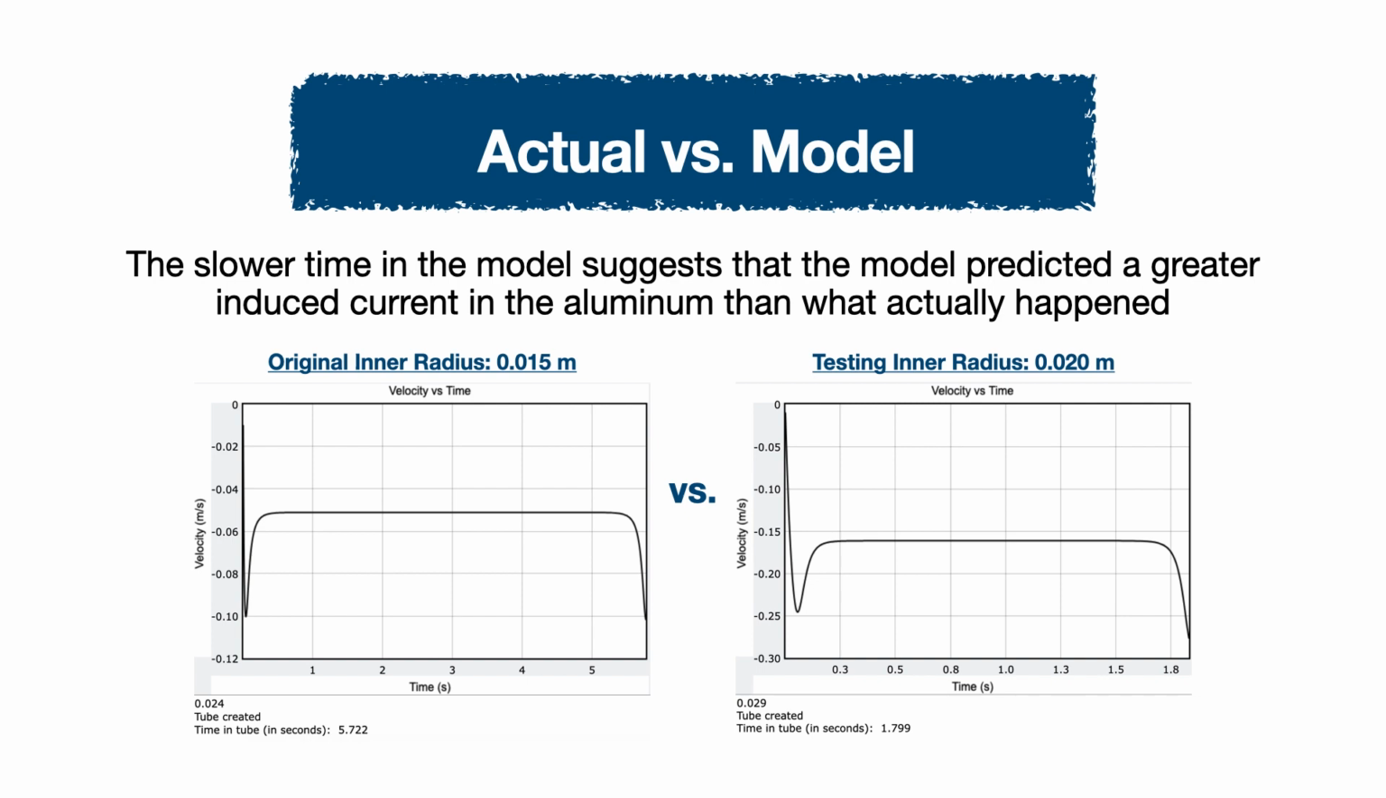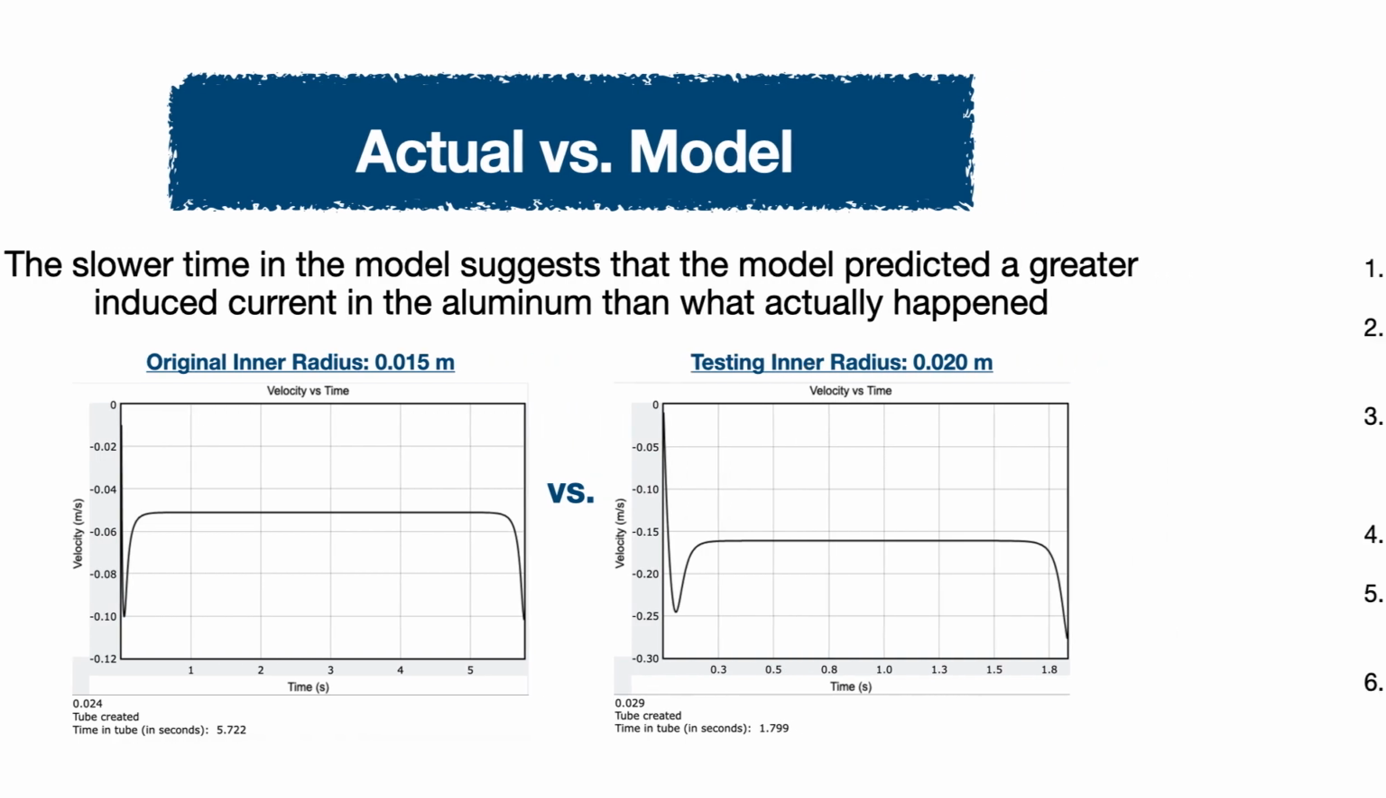Comparing the model time to the actual, the model's slower time prediction suggests a greater induced current in the aluminum than what actually happened. Increasing the inner radius of the aluminum foil tube's model parameters to 2 cm from 1.5 cm, we get a time of 1.799 seconds, a 1.6% difference from the actual time of 1.77.